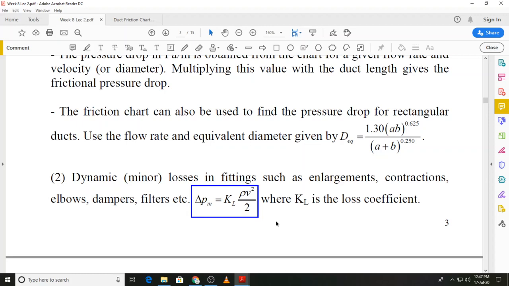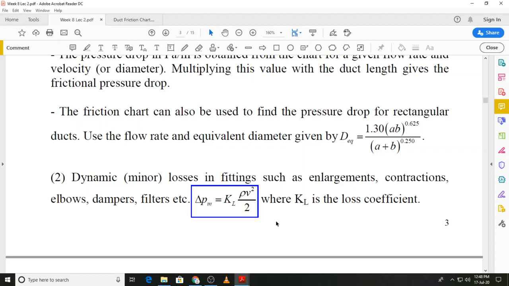duct systems. Okay, if you look at the friction chart, I will again bring it up later on, but if you look at that chart, you will see that it gives us also the diameters and velocities in the duct system. Because we have the diameters over there, it means that chart is for a circular duct. But we can also use the friction chart to find out the pressure drop for rectangular ducts.